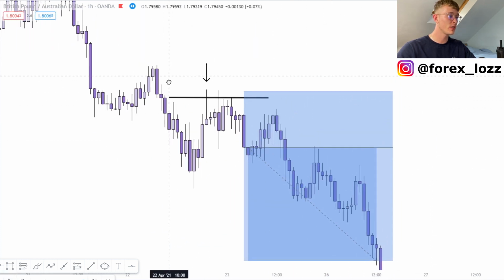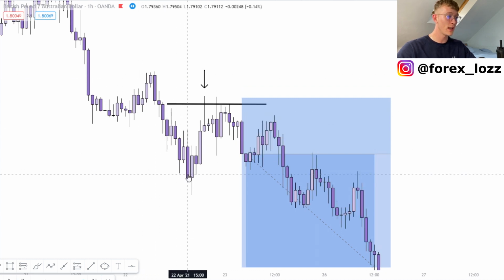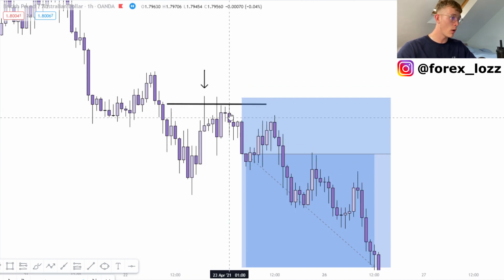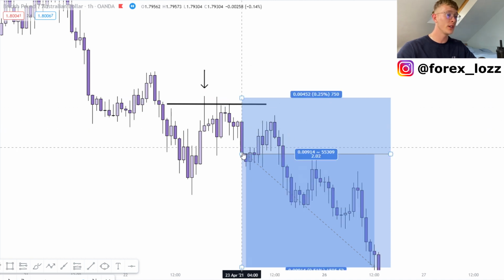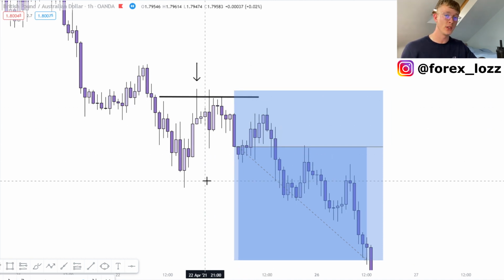Price continued, price respected previous lower highs. We made lower lows, we pulled back, made a lower high. We saw multiple wick rejections. We saw momentum shifting candles. We then took the trade.